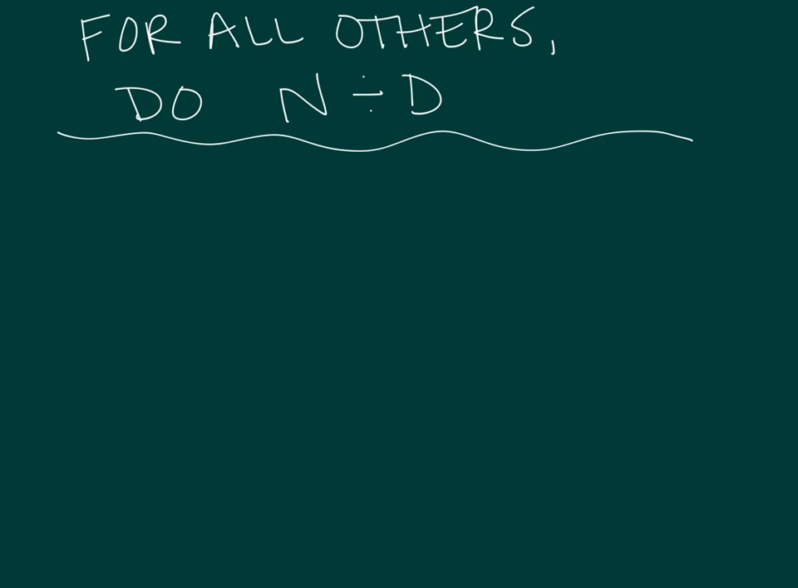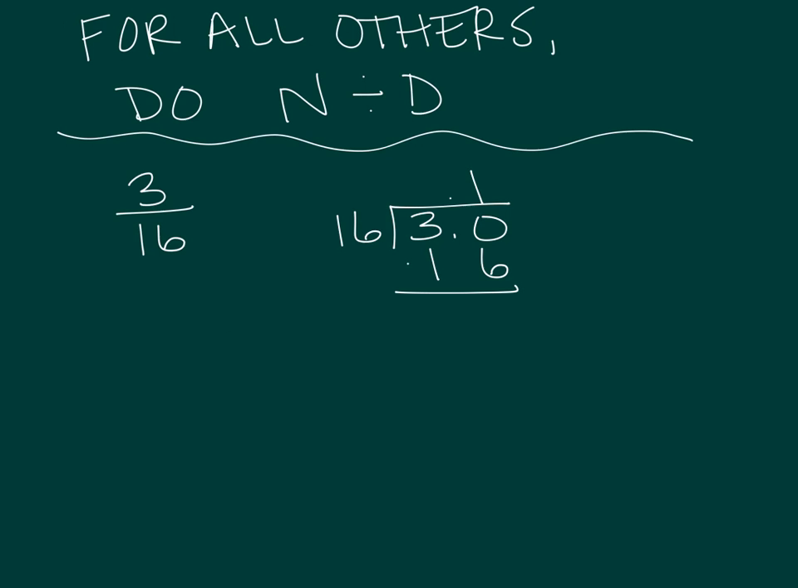Let's try another weird one. 3/16. That doesn't go evenly into 10 or 100. Do numerator divided by denominator. Numerator 3 divided by denominator 16. I can't do that. Yes, you can. Decimal and 0. 16 goes into 30 only one time because 16 times 2 is 32. 16 times 1 is 16. Subtract.